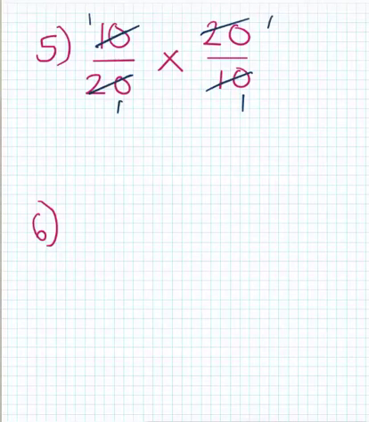And what are we left with? Well, I can see my answer is going to be 1, or 1 over 1, which equals 1, because 1 divided by 1 is just 1. And that's it. That was a nice and easy one.